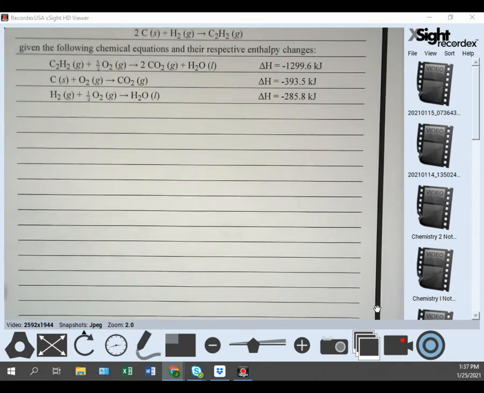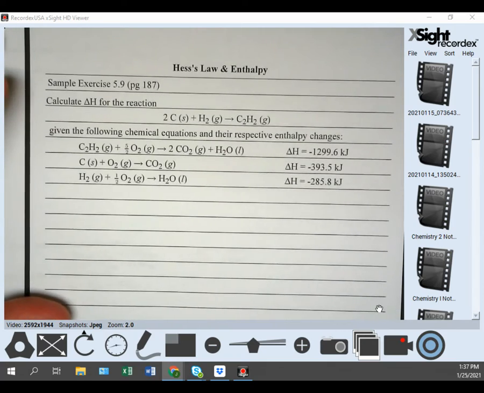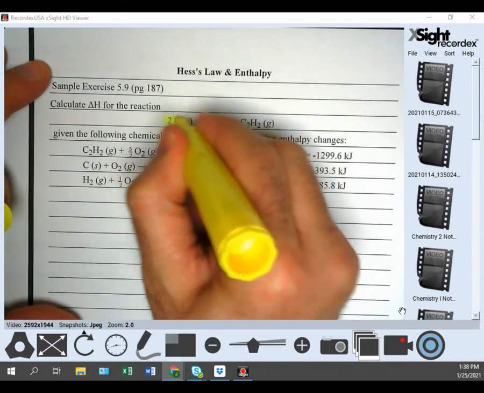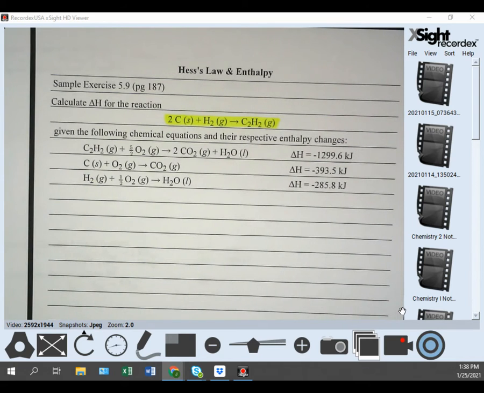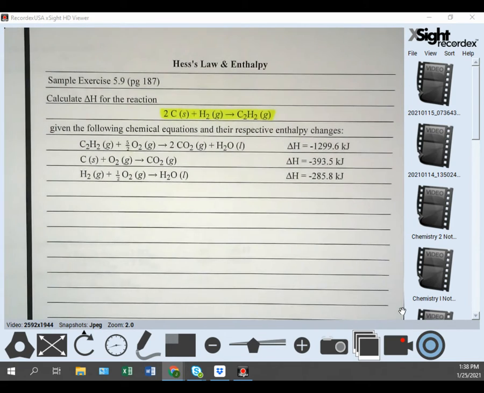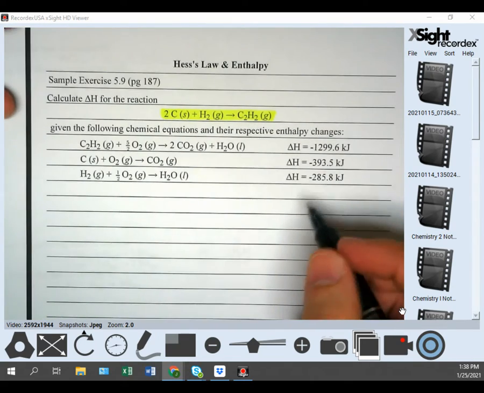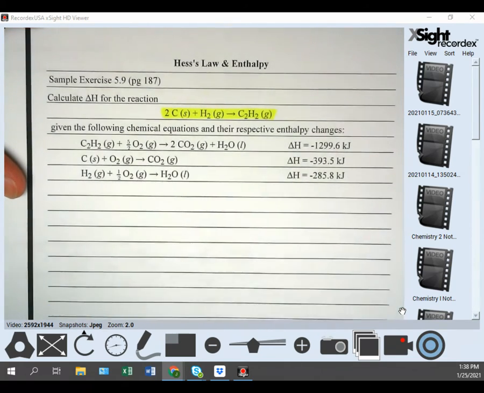Okay. Let's take a look at the second one. Second one is the same thing. It's just with 3 instead of 2. 3 equations. Okay. So we've got our goal equation here, and we've got our 3 starting equations down here. Now, this is the goal equation we want to have.